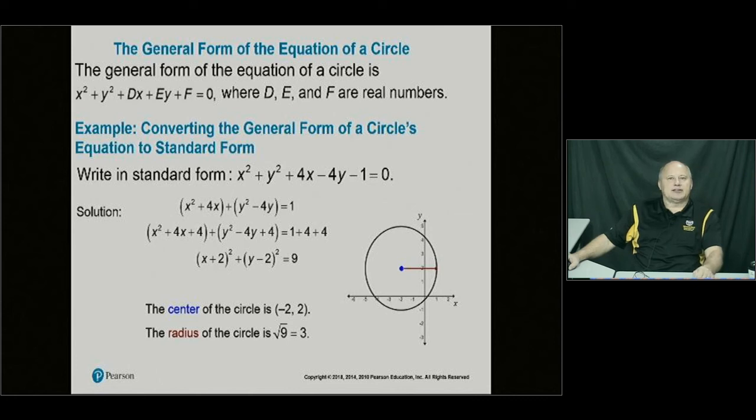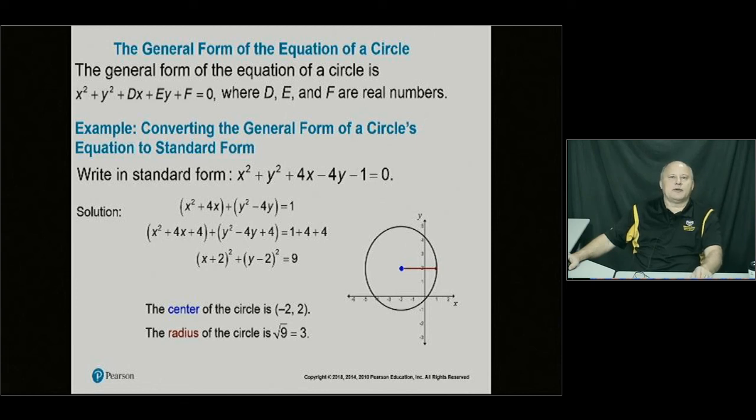And the other one is y minus 2 times y minus 2, which is (y minus 2) squared. And that equals 9 on the right. How come? Because it's 1 plus 4 plus 4, and that's 9. Now it's in standard form. So you have to complete the square basically 2 times to get the equation from general form to standard form. But before you can do that, you have to rearrange the terms.